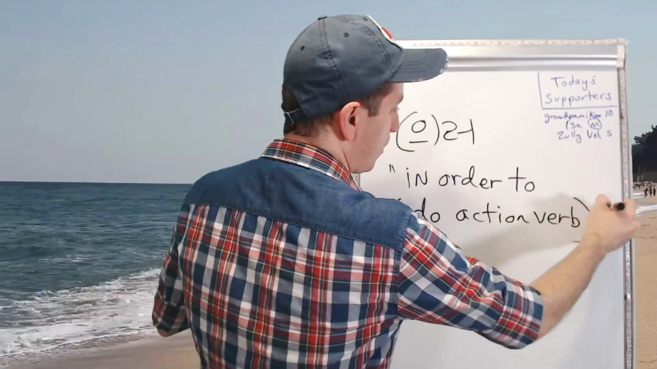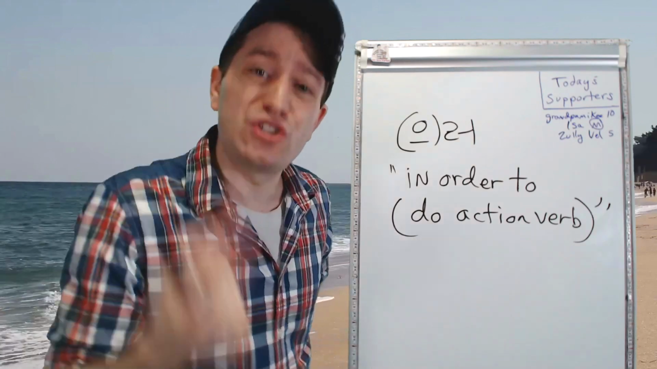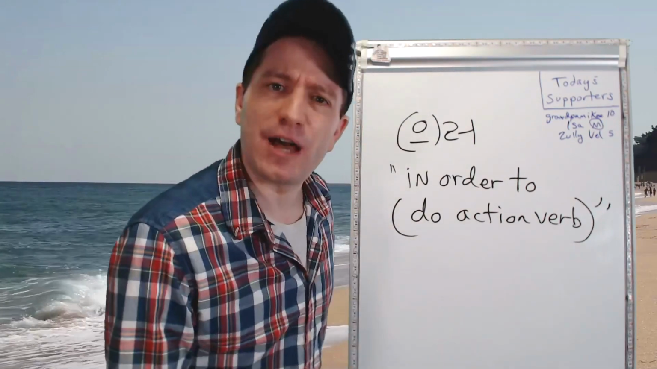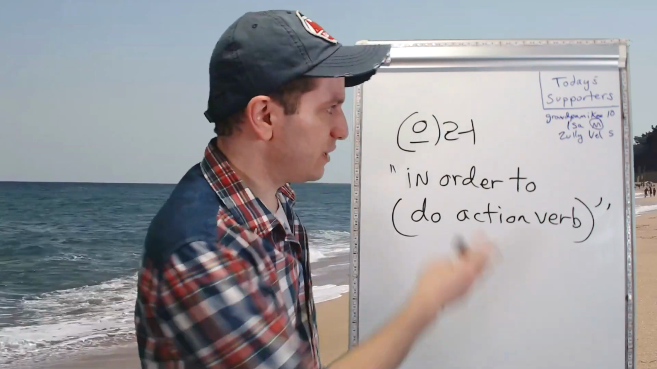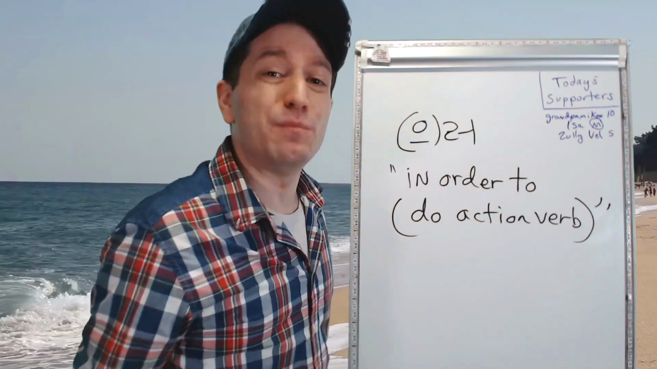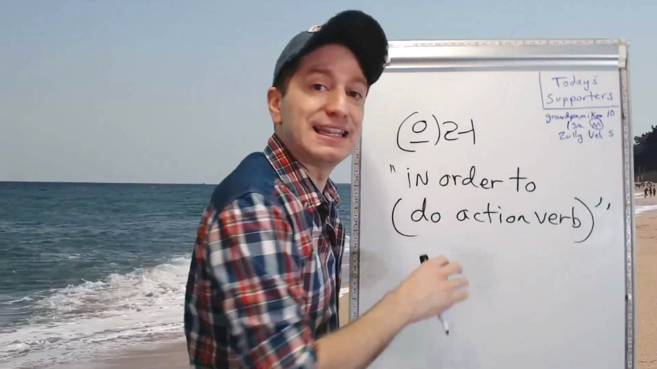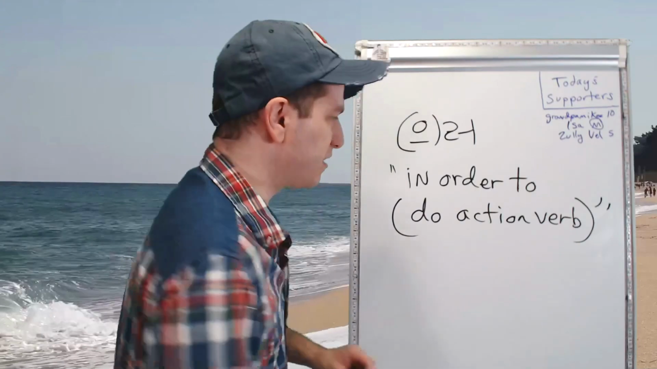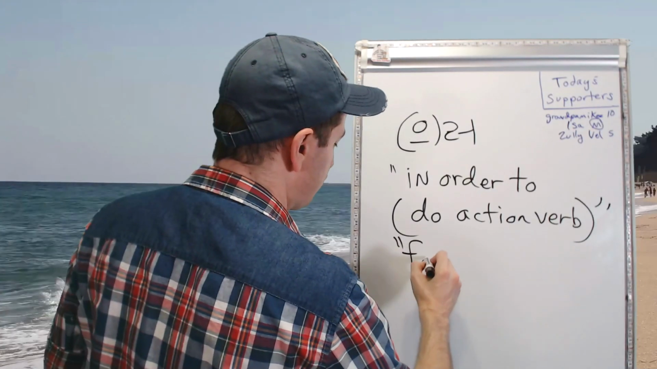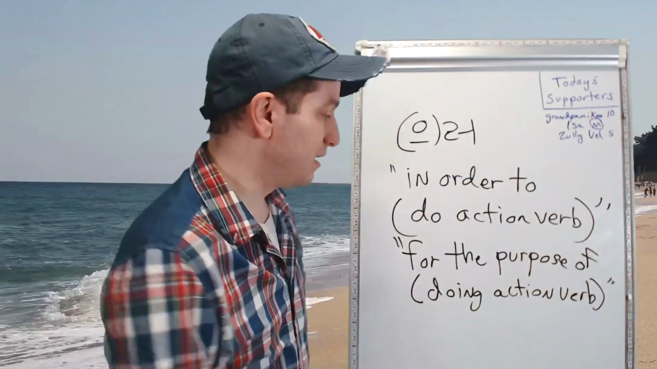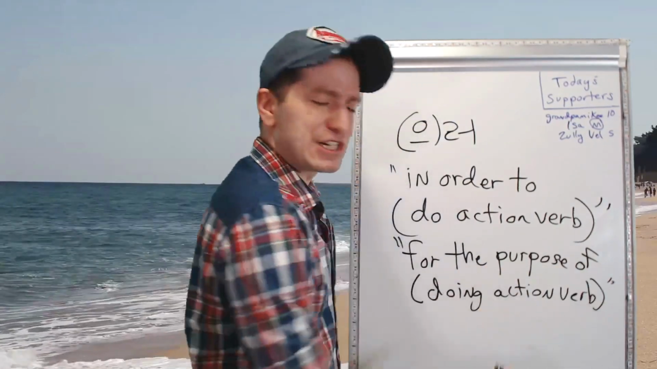So this form literally means in order to do that action verb that it comes after. So if we're talking about 하다, to do, well, in order to do that. If you're talking about 먹다, to eat, well, in order to eat. This is what this form literally means. Another way you can think of this is as literally meaning for the purpose of. This is kind of the same thing though, just one more way you can think about it. For the purpose of doing that action verb.